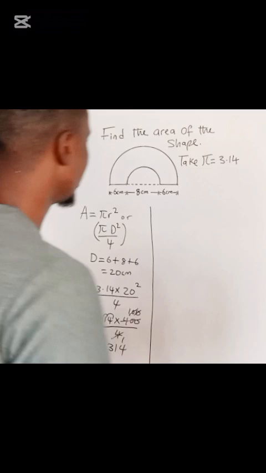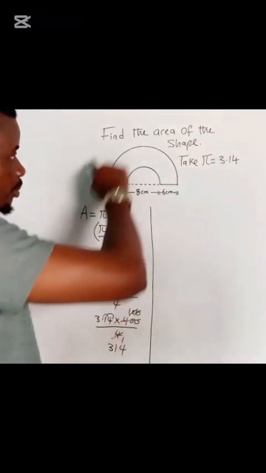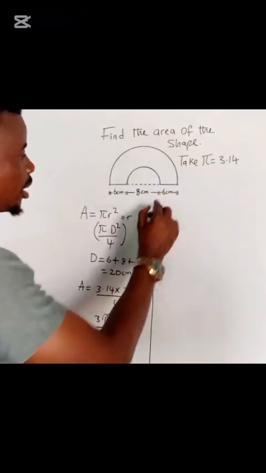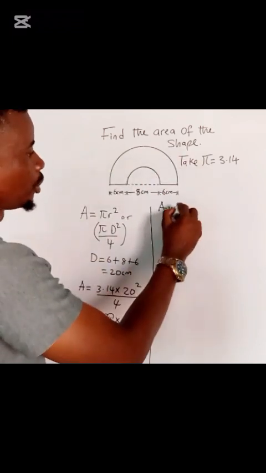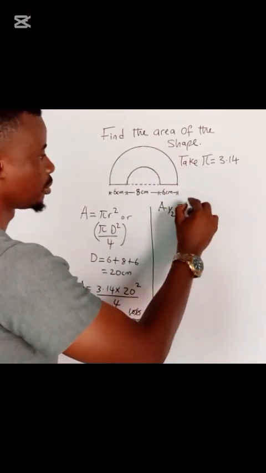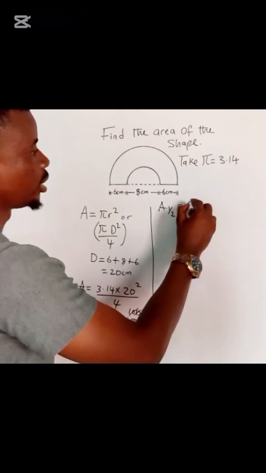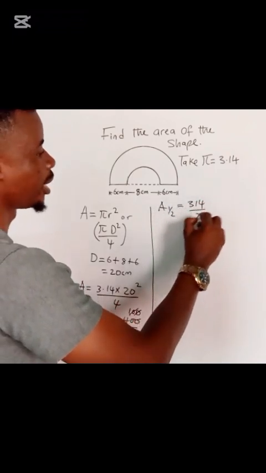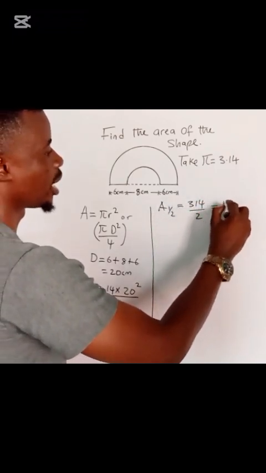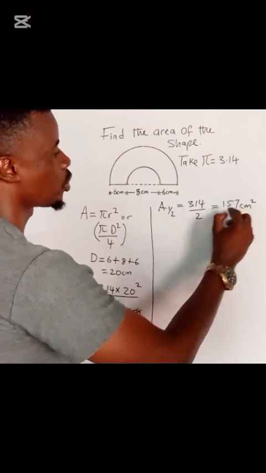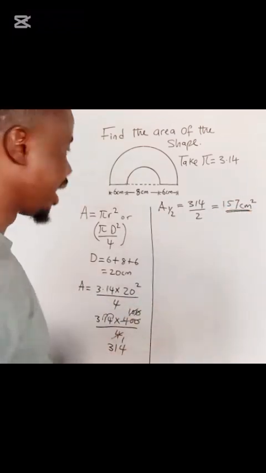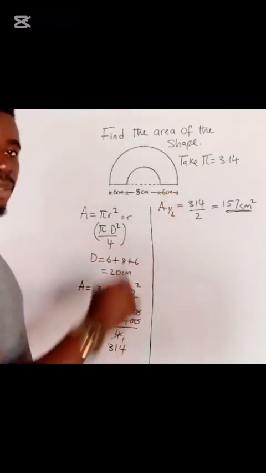So how do we calculate the area of the semicircle now? This major semicircle will be half of this. So the area will be half of the area of the circle calculated, 314 divided by 2. So our area is 157 centimeters squared. Now we have calculated the area of the major semicircle.